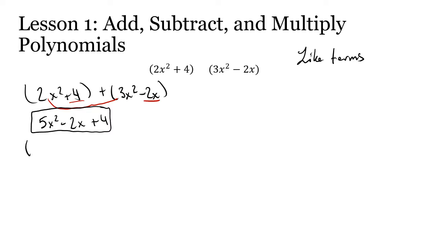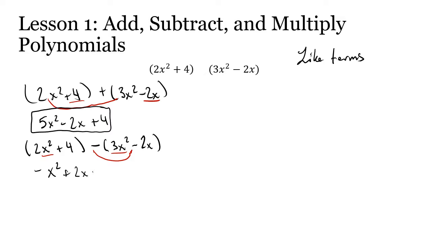What if I were to subtract? Let's see what we would get there. So 2x squared plus 4 minus 3x squared minus 2x. Okay, again, 2x squared and 3x squared, now they're subtracted, will give us negative x squared. And then for the other two terms, we've got a minus here and here, so that's going to turn to a positive. So plus 2x, and then we've got a plus 4 there. So that's my answer if I subtract.